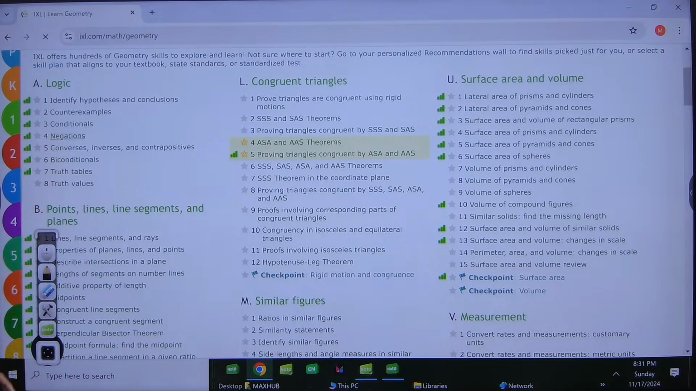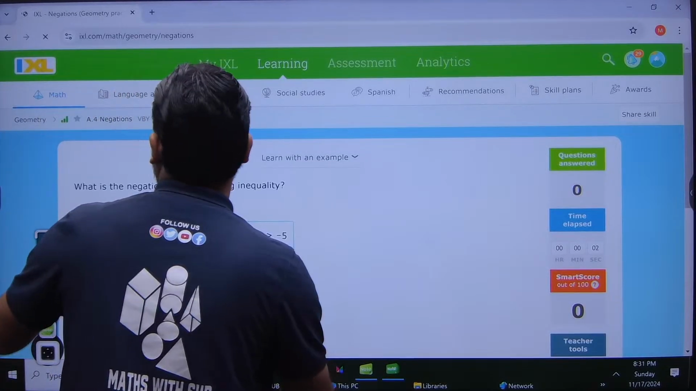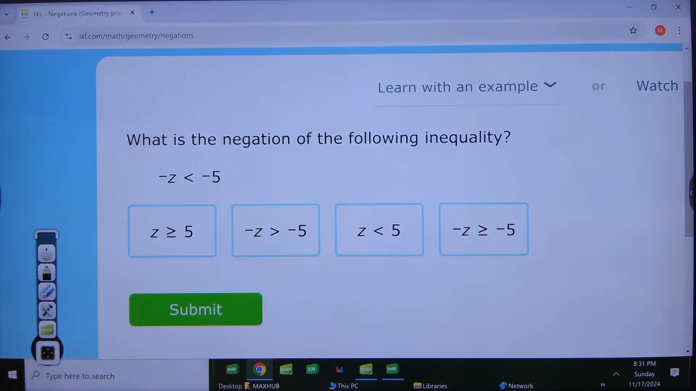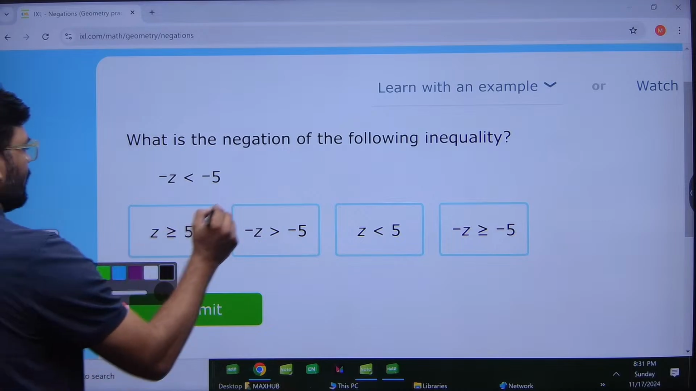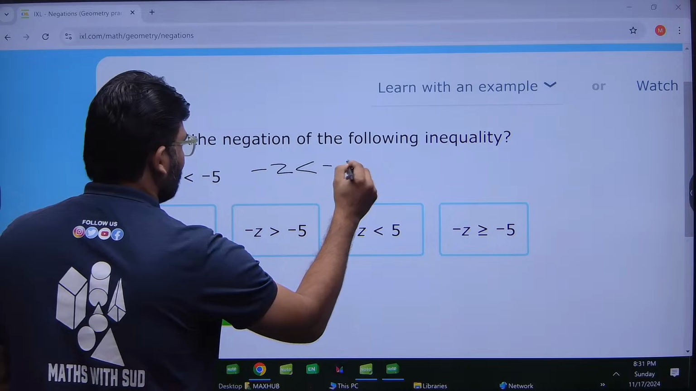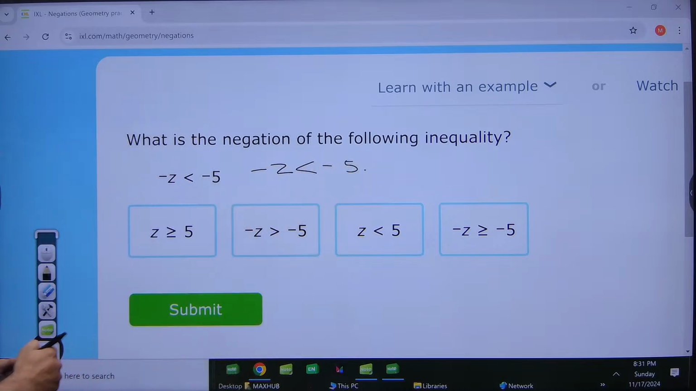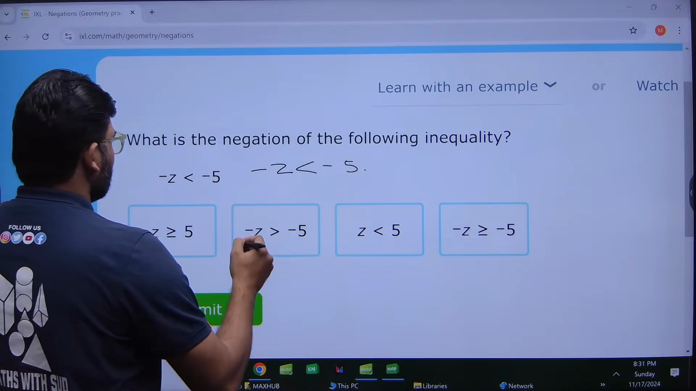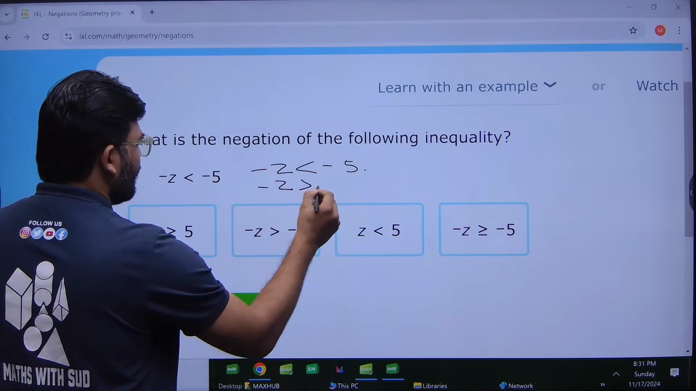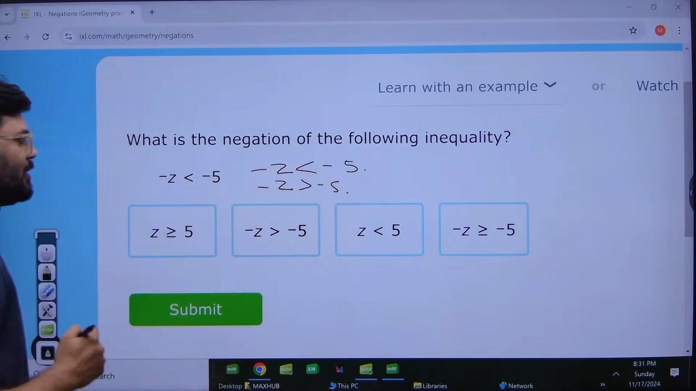Negations. Now what are negations? What is the negation of the following inequality? They are saying minus z is less than minus 5. So what could be the negation? Negation is minus z is greater than minus 5. I think this will be the negation.